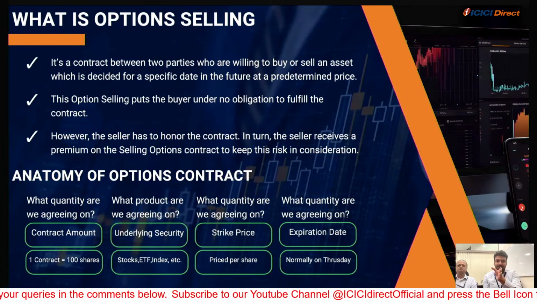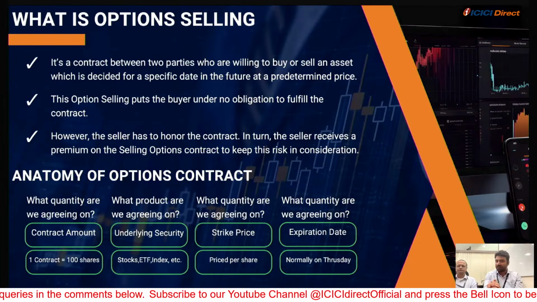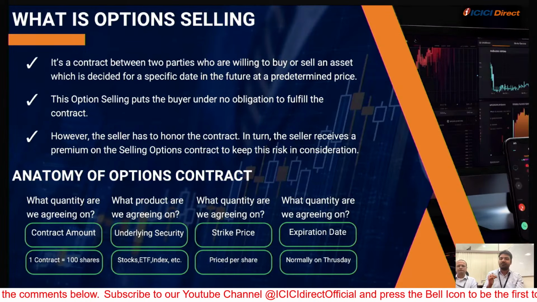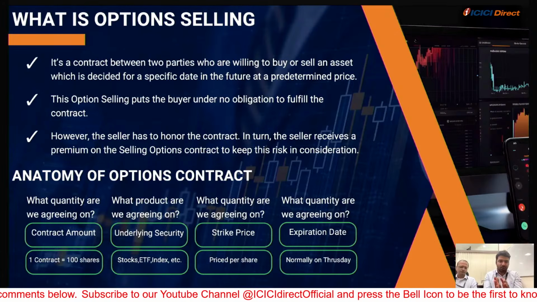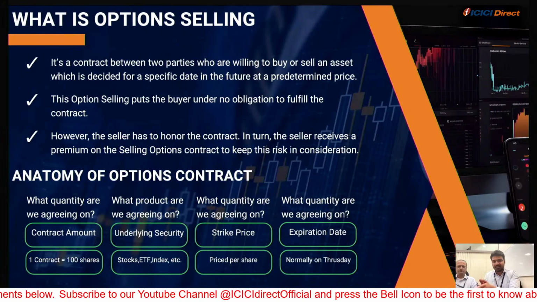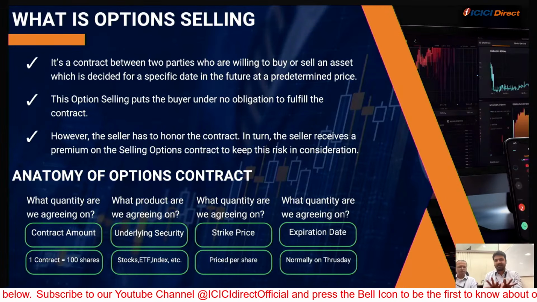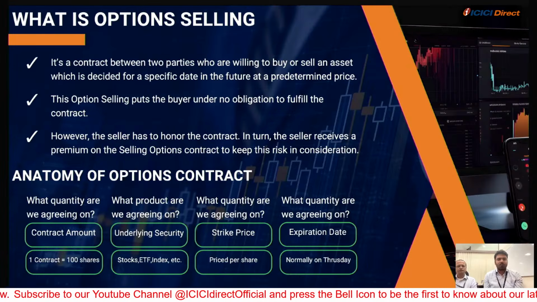So option selling आपको एक higher probability देता है, but that higher probability comes ahead with a higher risk as well. So we'll talk about winning probability and we'll talk about risk, and then we'll move on with our strategy and how to build that. Okay, so what is option selling?